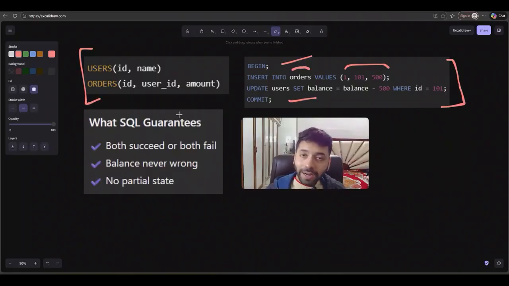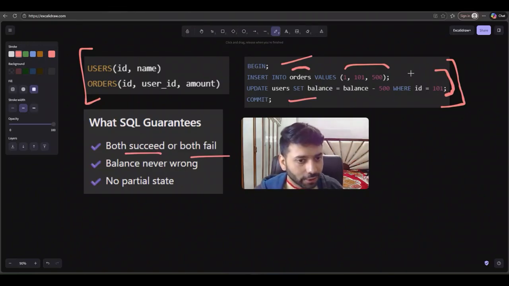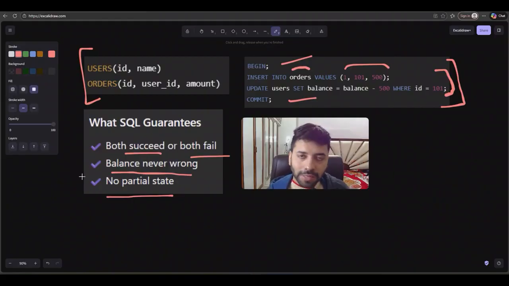Now because SQL guarantees the ACID properties, SQL will guarantee all the operations in this transaction, correct? Like these two operations, insert and update, either both succeed or both fail. It won't happen that one will succeed and one will fail. In case that happens, it will roll back the other operation as well to the initial state, correct? The atomicity feature in ACID, correct? Another thing SQL guarantees is that the balance will never be wrong and there is no partial state. So basically, as you remember, we follow the ACID properties in SQL database. So this was a case of normal SQL.